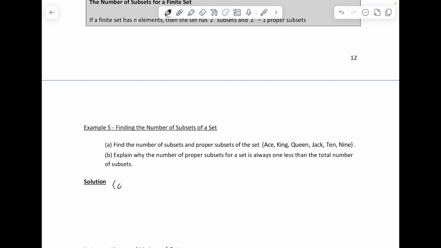Okay, so let's answer question A here. The set has n equals 6 elements. So there are 2 raised to the power of n, or 2 raised to the power of 6, which equals 64 possible subsets. And for any set, there's always only one subset that's not a proper subset, the set that's equal to the original set. So there would be 2 to the n minus 1, or 63 proper subsets.